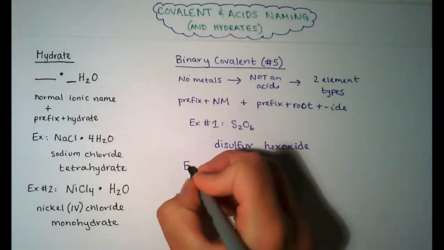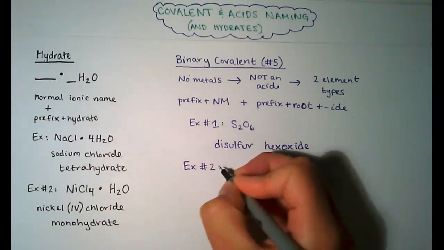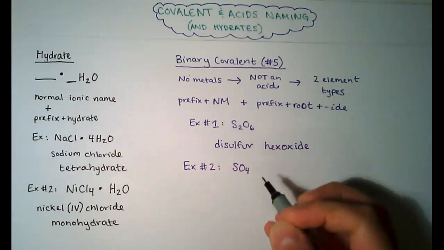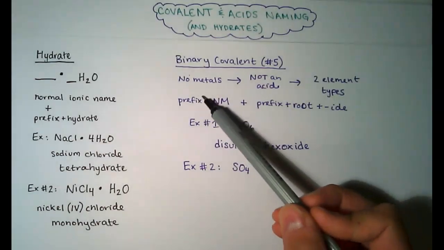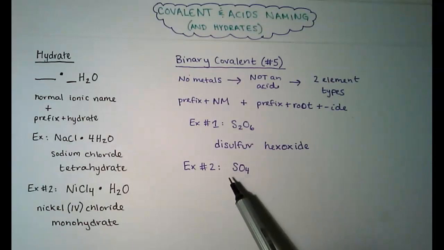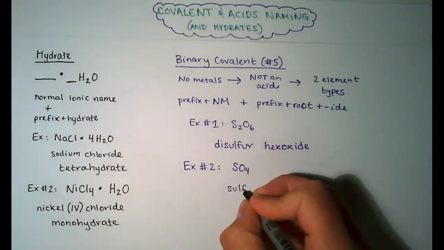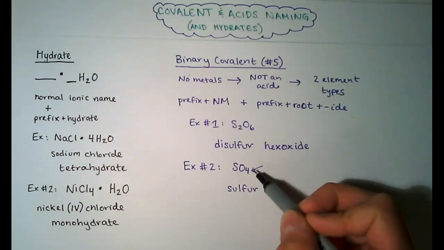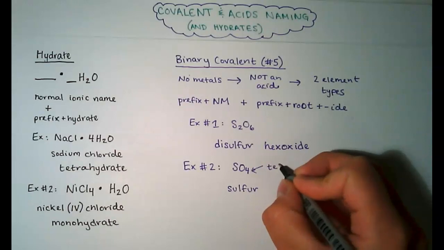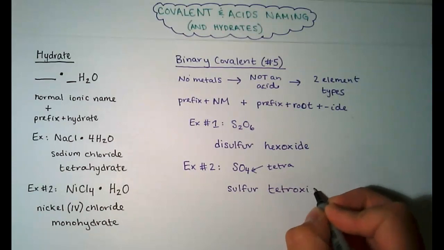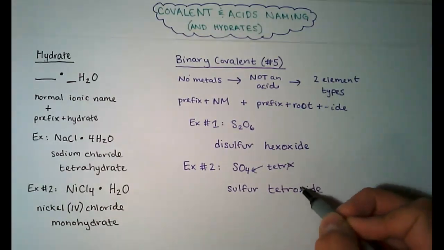And then example number 2, we have SO4. And so we have one exception to this prefix on the first nonmetal, and that's if there's only one of it. So we don't put monosulfur here. Instead, we just put the word sulfur. And then we definitely put the prefix on the second word, always, always, always. And that prefix meaning 4 is tetra. So this will be tetroxide. We knock off that A when we have oxygen.